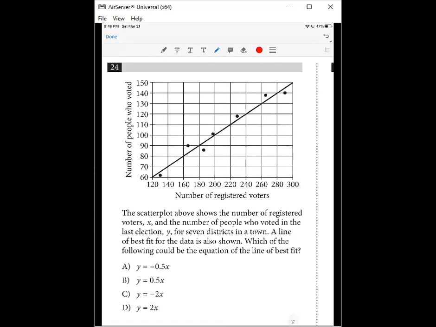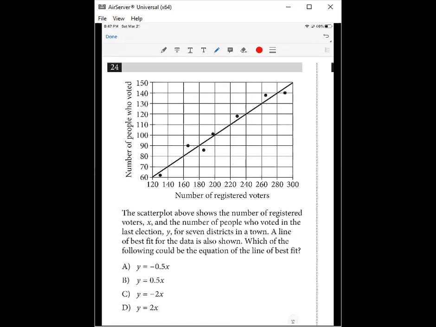And what you're trying to do is come up with the equation for the line of best fit. So let me read this really quickly. It says the scatter plot above shows the number of registered voters, X, and the number of people who voted in the last election, Y, for 7 districts in a town. A line of best fit for the data is also shown. Which of the following could be the equation of the line of best fit?